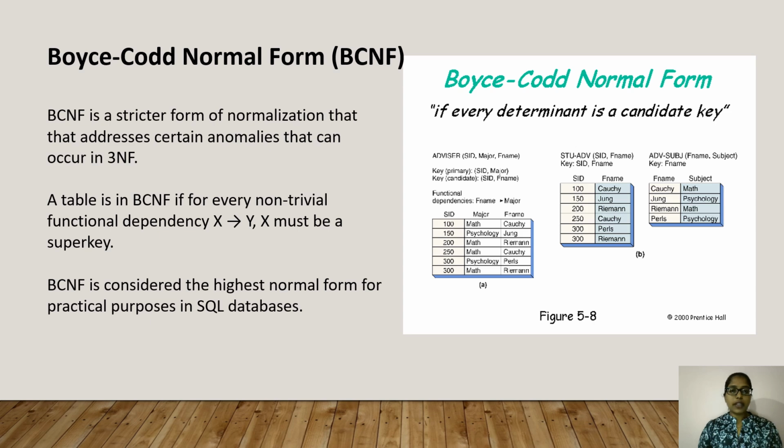Boyce-Codd normal form, BCNF. BCNF is a stricter form of normalization that addresses certain anomalies that can occur in 3NF. A table is in BCNF if for every non-trivial functional dependency X implies Y, X must be a superkey. BCNF is considered the highest normal form for practical purposes in SQL databases.